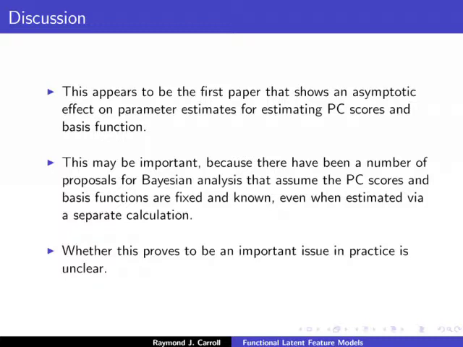In our particular example, we did some bootstraps and looked at the variances and what they should be under the case of principal component scores and basis functions fixed and known. There wasn't a big difference, but there was a difference again in the alphas, not as big as in the simulation. So thanks very much. It's great to be back.